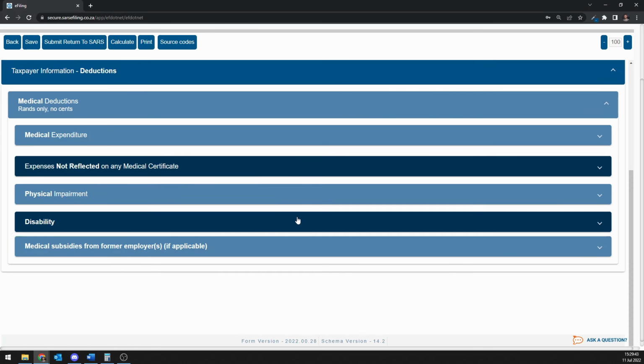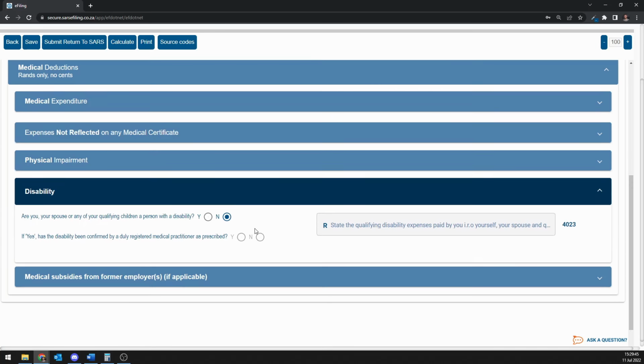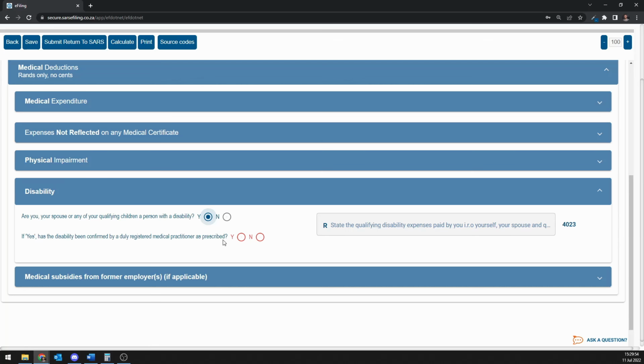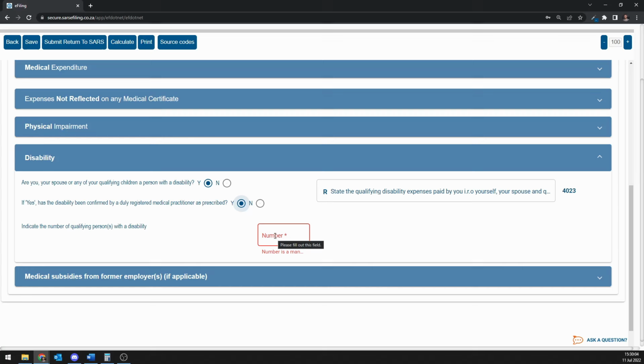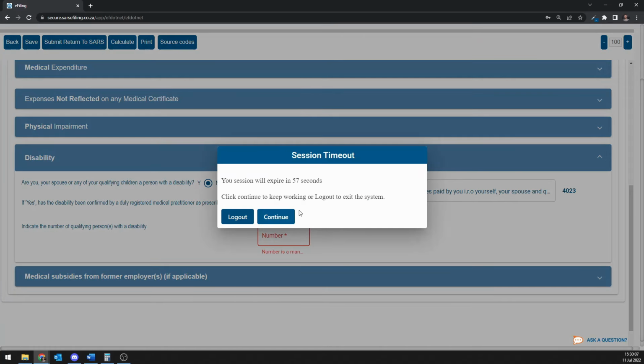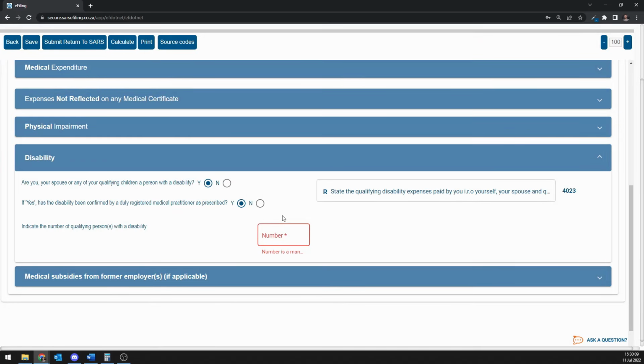Okay, if you have a disability, or if you pay for somebody you are financially responsible for, that does have a disability, so like I said, you, spouse, or qualifying children with a disability, you say yes. And then has this disability been confirmed by a duly registered medical practitioner, you say yes. The important thing here is you have to have an ITR double D in order to claim expenses for a person that has a disability.